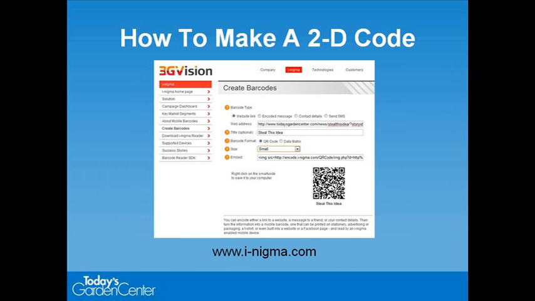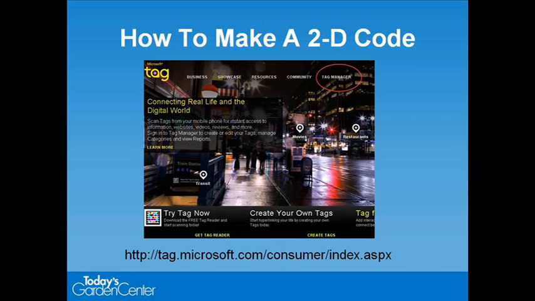If you'd like to use Enigma, choose at the top what you'd like to use the code for: a web link, an encoded message, provide contact details, or to send the customer a text. If it's a website, again, type in the address and click QR code under the barcode format. Choose your size, and then right-click and save as to your computer.